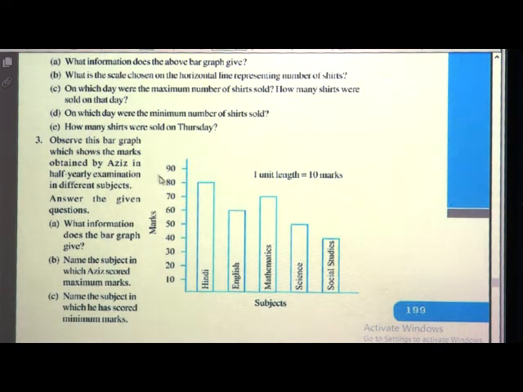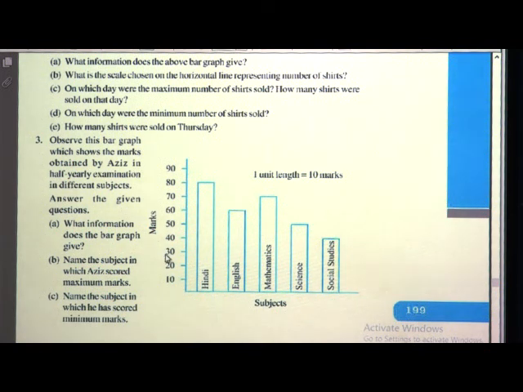Now this bar graph indicates the number of marks scored by Aziz in half yearly examinations. Now you all know students, half yearly examination means different subjects' examination, right? So horizontally we have put the subjects. The different subjects are Hindi, English, mathematics, science and social studies. And here we have taken marks scored by Aziz. So the scale measurement will be 1 unit length is equal to 10 marks. So 10, 20, 30, 40, 50, 60 marks scored by Aziz.